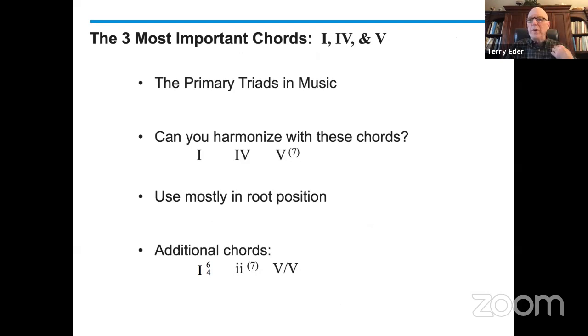So the three most important chords, the 1, the 4, and the 5. These are the primary triads in music. And really, they are the predominant chords often that happen in music. The question is, can you harmonize melodies with these chords? Can you just do it with the 1, the 4, and the 5?